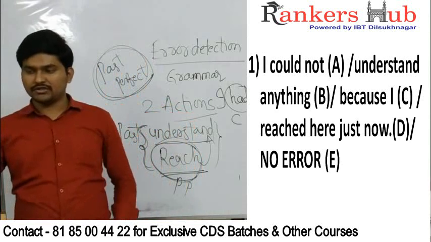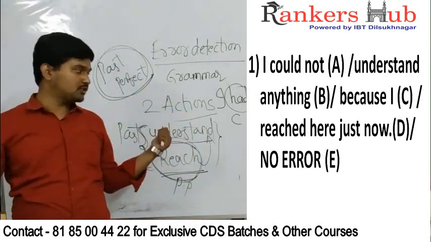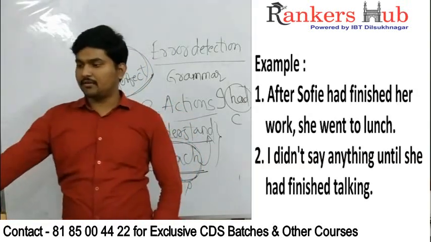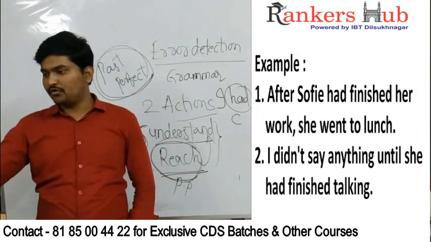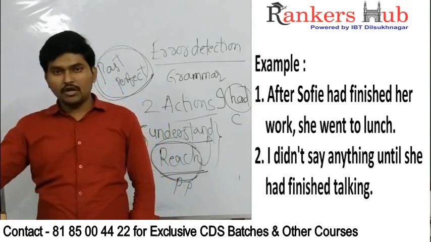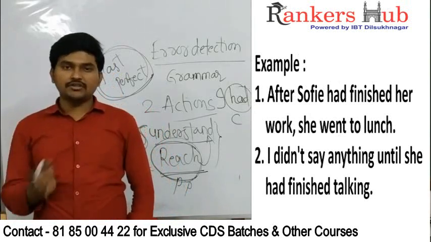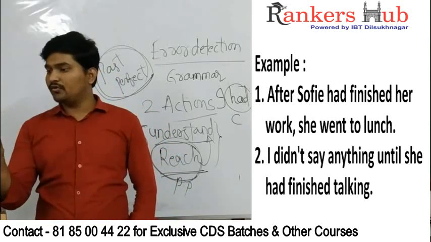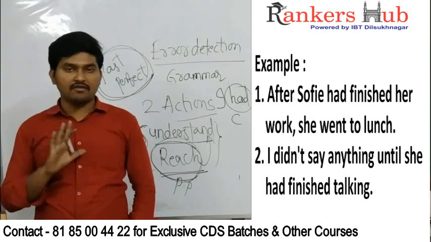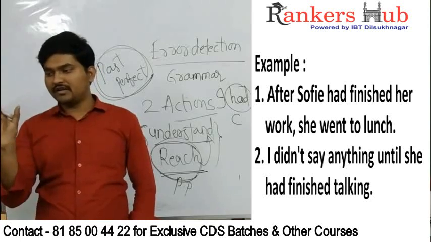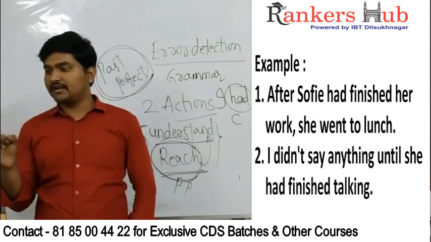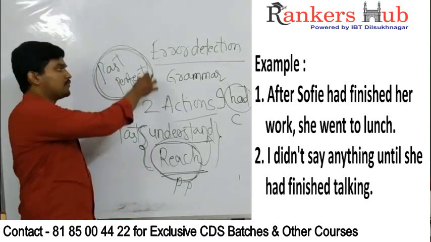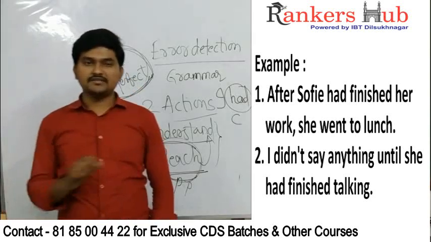Before moving on to the next question, you can observe some more examples which go with the same rule of past perfect tense. The first example reads: "After Sophie had finished her work, she went to lunch." After finishing her work, she is going to lunch. Definitely she is going to finish her work, then she is going to have lunch. The action which is getting completed first is finishing. That's why it is kept in had plus V3 format, nothing but past perfect. That is 100% correct. The sentence has no error at all.